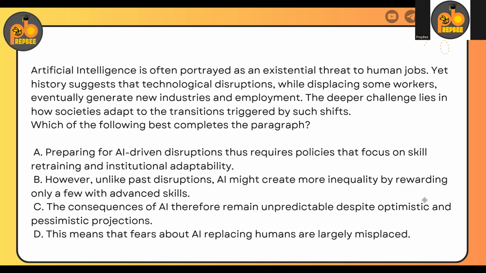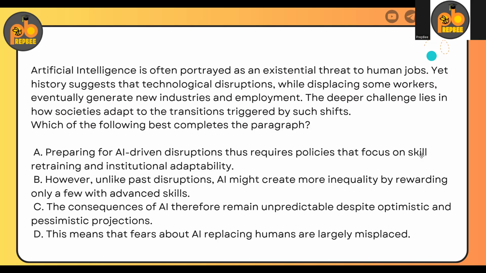Then B, however, unlike past disruptions, the tone is mismatched, so we will remove B. What is C? The consequences of AI are unpredictable. No, we are not saying that anything is unpredictable; it is a challenge, so we will remove C. Now D, fears are misplaced, is too generic a sentence and overstates something. So we will eliminate it. Hence A is the answer.